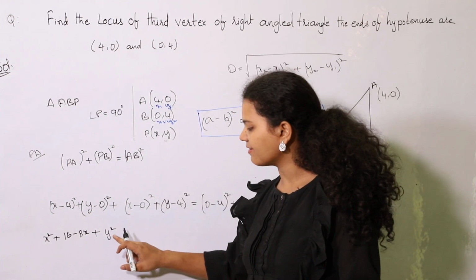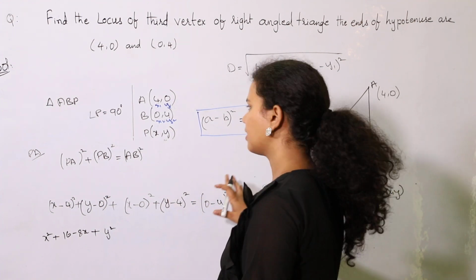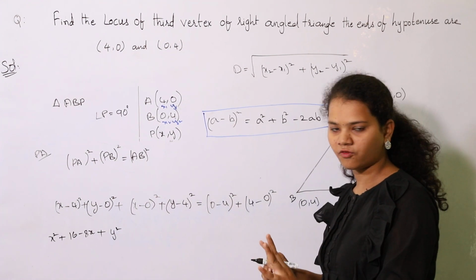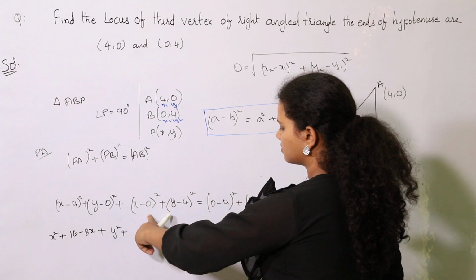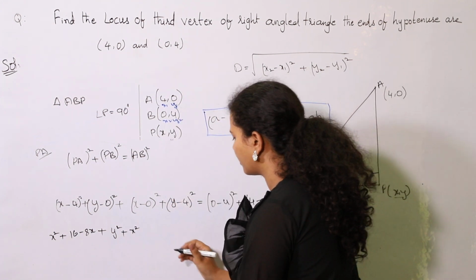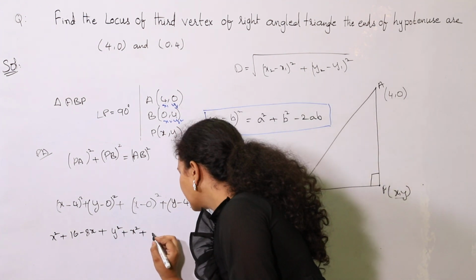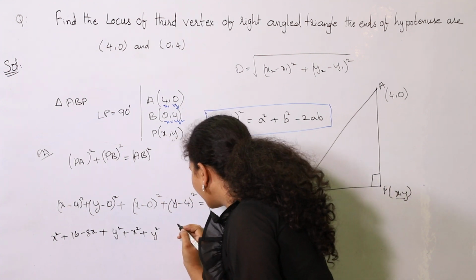So let us just add y square, where y square is the only element that we get while doing that formula. Plus here, x minus 0 whole square, where this becomes x square, as we have done the same process over here. Plus here y minus 4 whole square, this reminds me of a square plus b square minus 2ab.